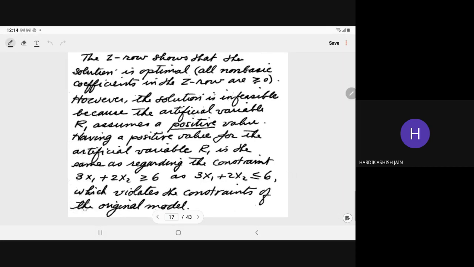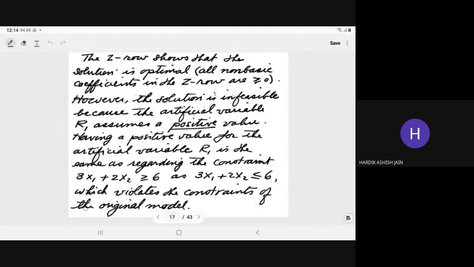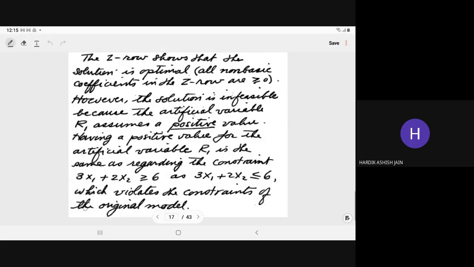Now, the Z row shows that the solution is optimal. All non-basic coefficients in the Z row are greater than or equal to 0. However, the solution is infeasible because the artificial variable R1 assumes a positive value. Having a positive value for the artificial variable R1 is the same as regarding the constraints 3x1 + 2x2 greater than or equal to 6 and 3x1 + 2x2 less than or equal to 6, which violates the constraint of the original model.